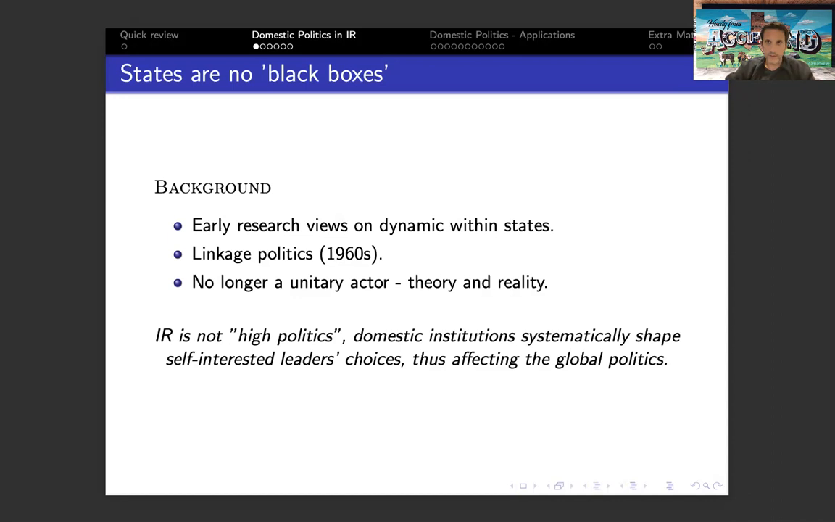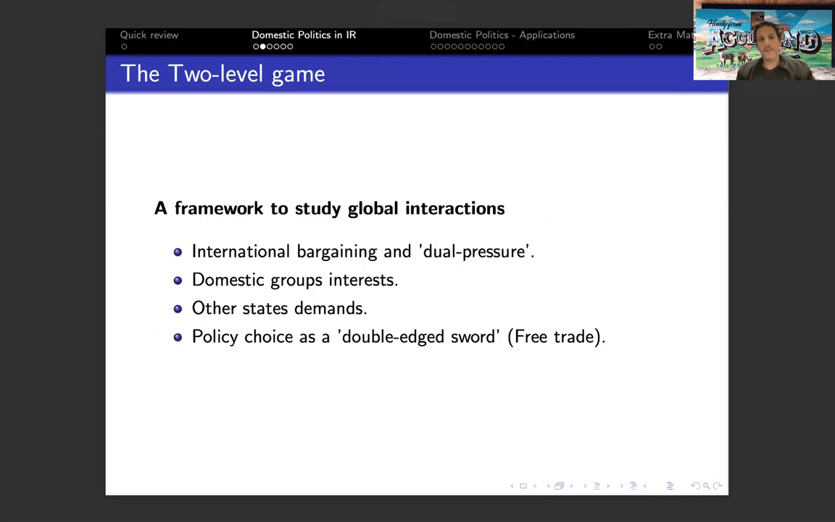All right, so I want to talk about the first paper that you had for today, which is the Putnam paper, and this is the two-level game, which provides us with a framework to understand global interactions while also accounting for domestic factors. So this is described by Putnam as what's called the two-level game.